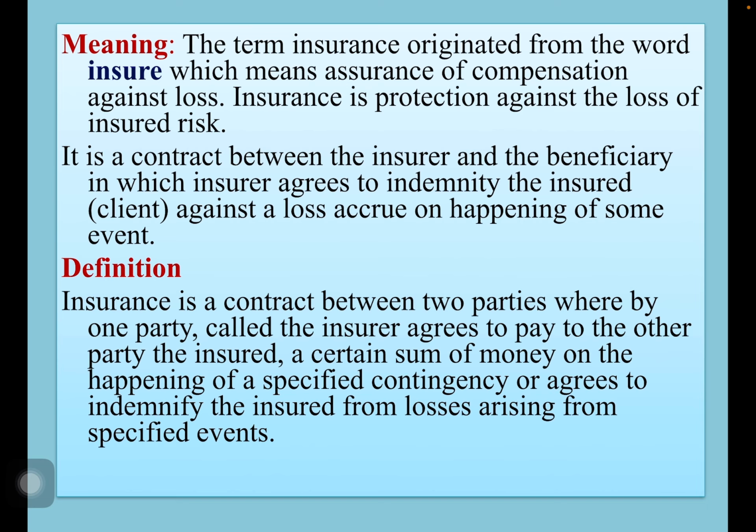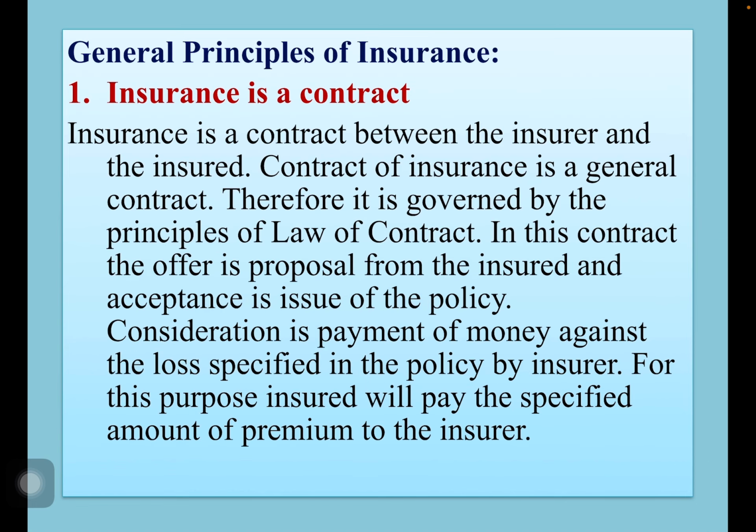It can be like this. It is a contract between the insurer and the beneficiary in which the insurer agrees to indemnify the insured, that is a client, against the loss accrued on happening of some event. It can be defined like this. Insurance is a contract between two parties whereby one party called the insurer agrees to pay to the other party called the client or insured a certain sum of money on happening of a specified contingency or agrees to indemnify the insured from losses arising from specified events.